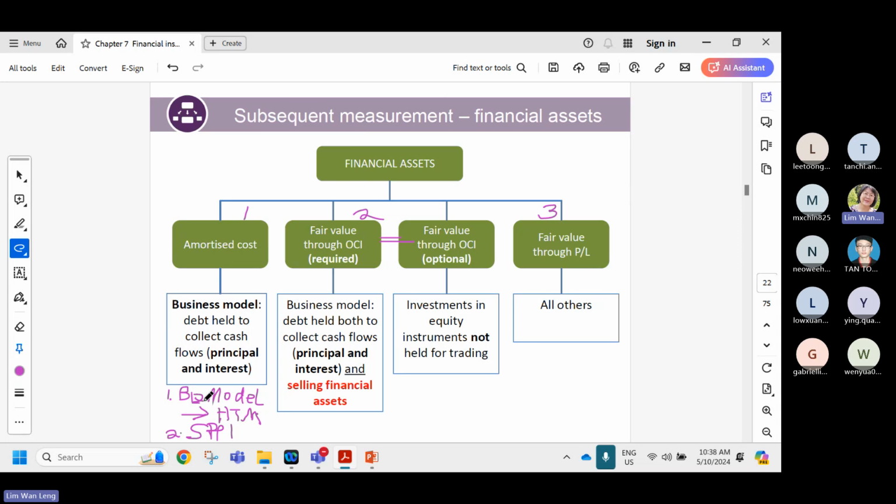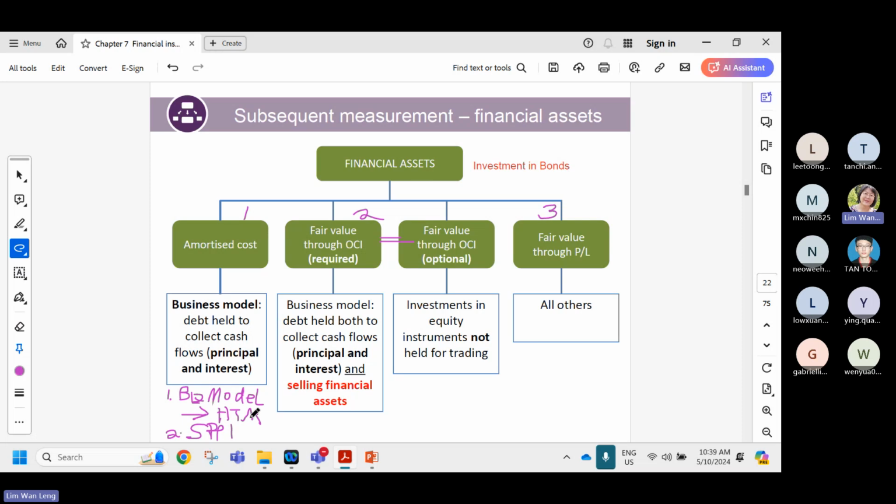So let's say you have some investment in bonds, which is part of your financial asset. Remember, investment in bonds, even though it says bonds, doesn't mean it's a liability. Now you buy bonds of another company. If you want to measure it at amortized cost, what must you do? You must check that they fulfill the two characteristics.